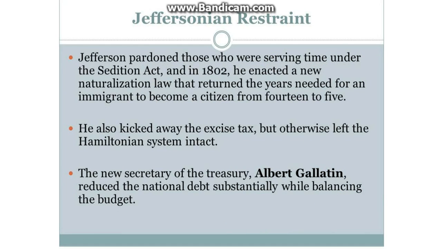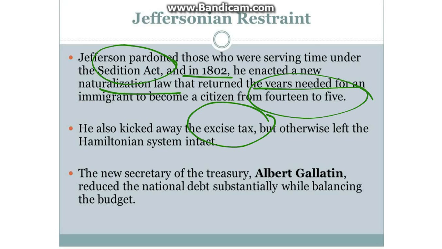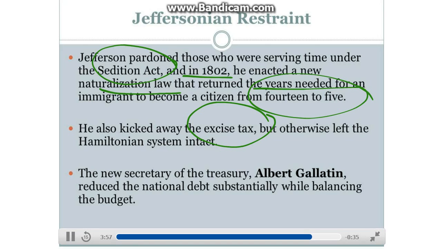Jefferson pardoned those who were serving time under the Sedition Act, and in 1802 he enacted a new naturalization law that returned the years needed for an immigrant to become a citizen from 14 to 5, thus reversing the Sedition Act. He also did away with the excise tax on whiskey that had actually caused the Whiskey Rebellion, but otherwise left most of Hamilton's programs and economic systems intact.